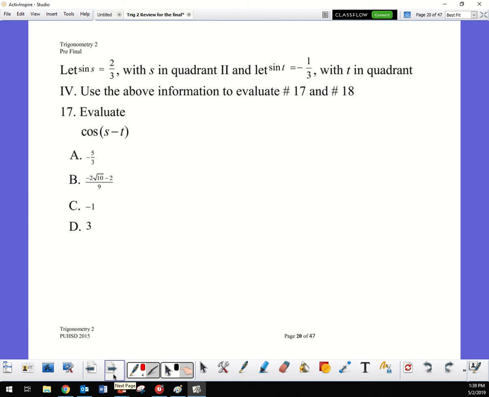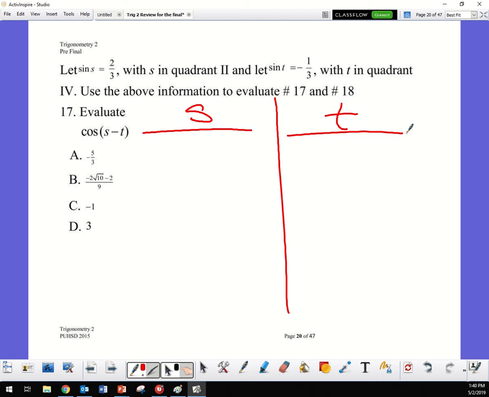Okay, this one, you cannot use a calculator. There's no such thing. Take it off. No, you don't have to use the blue sheet. So this has two different angles, an angle S and an angle T. All right, so it says let sine S be 2 over 3.